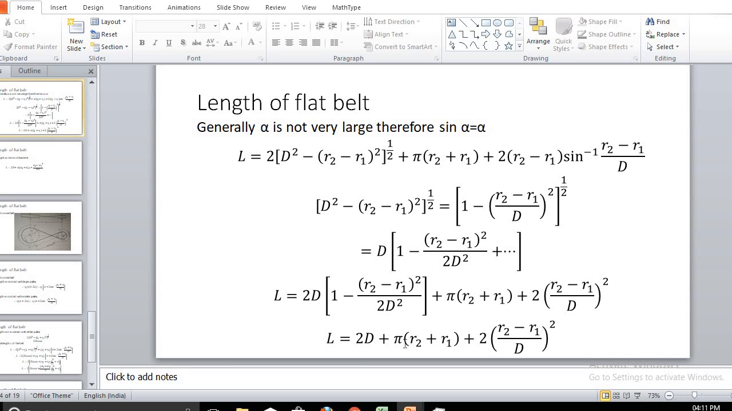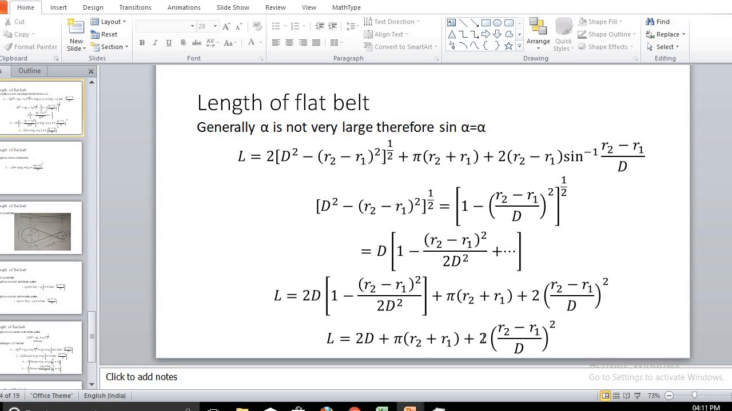So here length is equal to 2D plus pi into R2 plus R1 plus 2 into bracket R2 minus R1 bracket square divided by D. By typing mistake, this D came inside this bracket, but this D is outside of this bracket. So this is nothing but the length of that particular flat belt for open belt drive type.